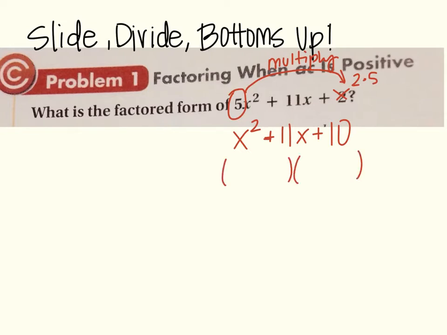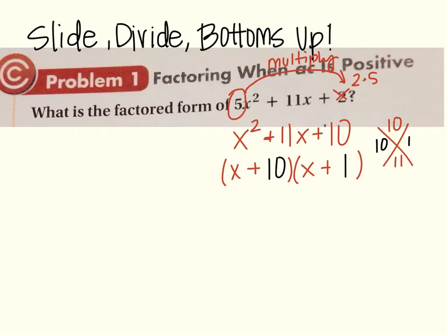Draw your parentheses, put your variable in the front. The last term is plus, so they're going to be the same. The middle term is plus, so they're both going to be plus. And then you figure out what two numbers multiply to give you 10, but add to give you 11. And I'll give you a second to think about it. And of course it's going to be 10 and 1, so you're going to plug those in.